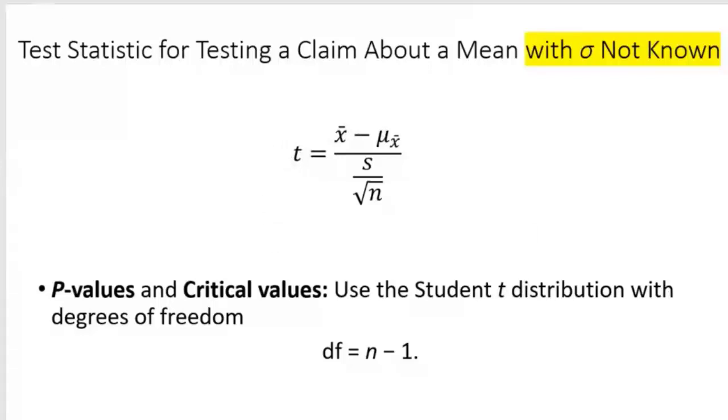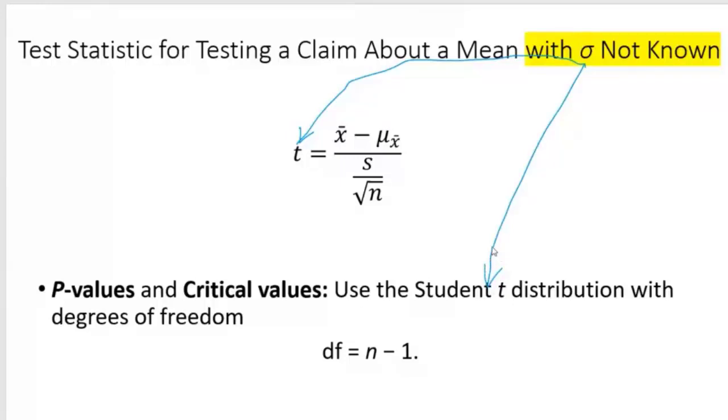Now, the reason we are using t is really just quite simply because we don't know sigma. So that's what's up here in yellow. So when you don't know sigma, you have to use t. And if you know sigma, it's a different thing. That's one of the things you'll watch for.